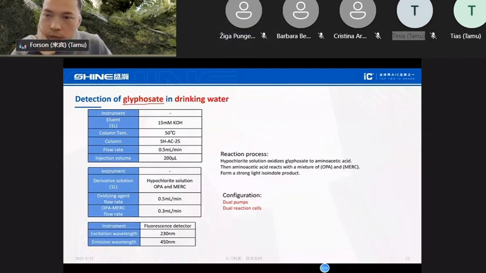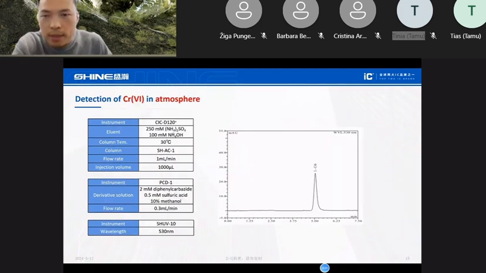This compound usually comes from the pharmaceutical industry and pesticides. In China this year, they have a standard to detect the glyphosate in drinking water. The first standard method is the post-column derivatization. Then these are the conditions here: AC1 column and 1,000 microliter injection to detect the CR6.